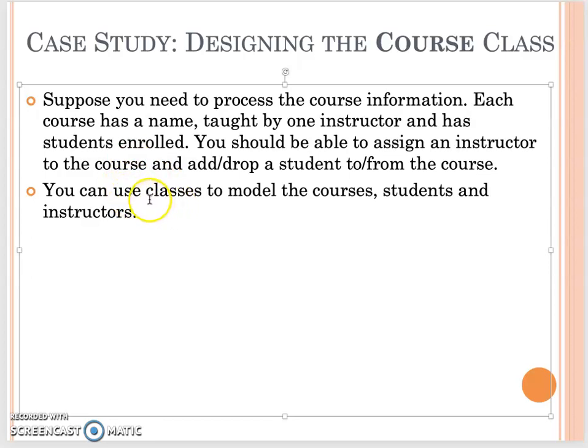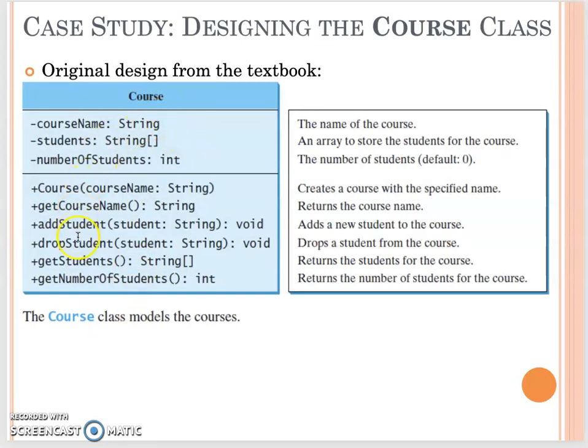From this example, we only show you the Course class. From your textbook, you may only see the Course class. After we finish the Course class, we will continue to implement the Student class and the Instructor class, or earlier we used the faculty, the Faculty class. Here is the Course class UML diagram.